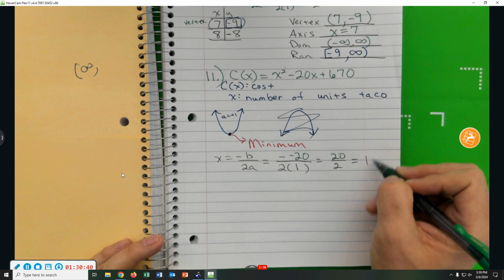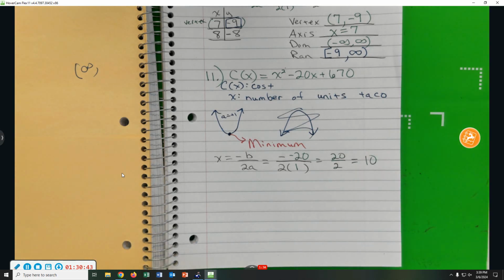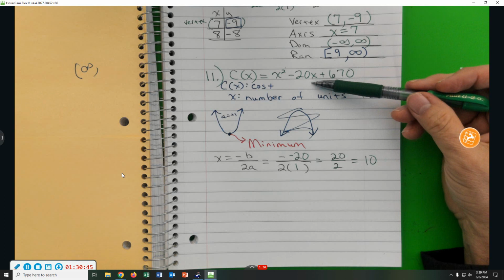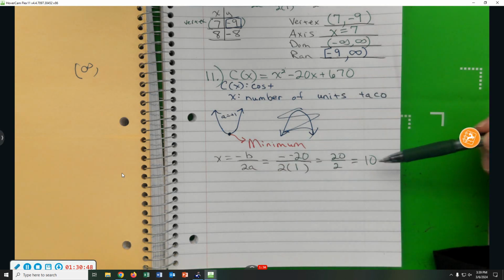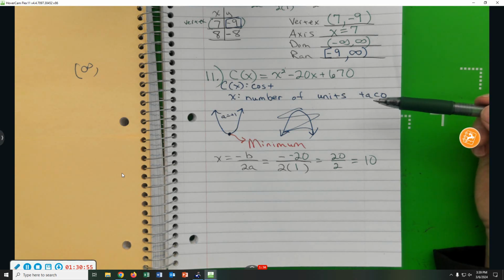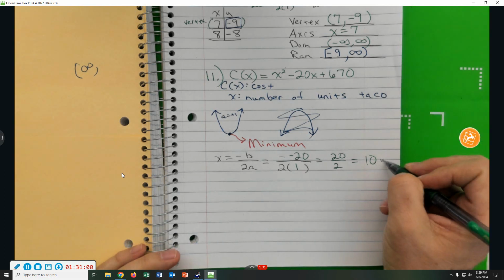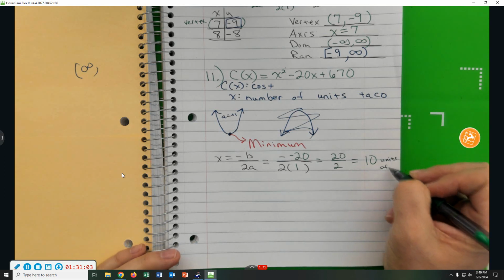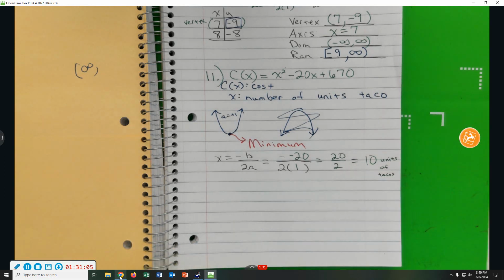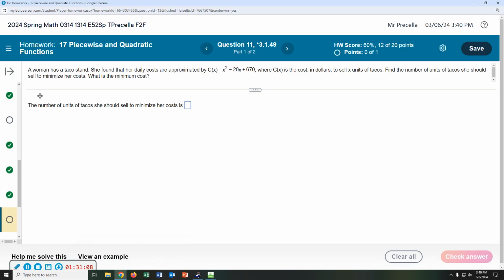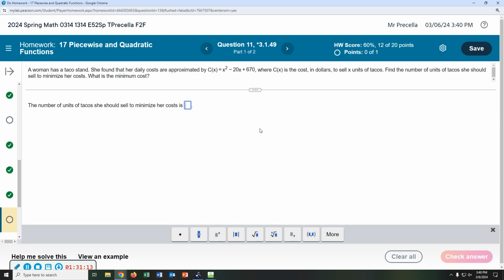So that gives us 10. Is that $10? Is that saying that her costs are going to be $10? What is x representing? Units of tacos. So that's saying if she wants to minimize her cost, she needs to make and sell 10 units of tacos. So I'll write 10 units of tacos. I think that's the first question it asked. Do they ask for the actual number of tacos? The number of units of tacos she should sell to minimize her cost is 10.